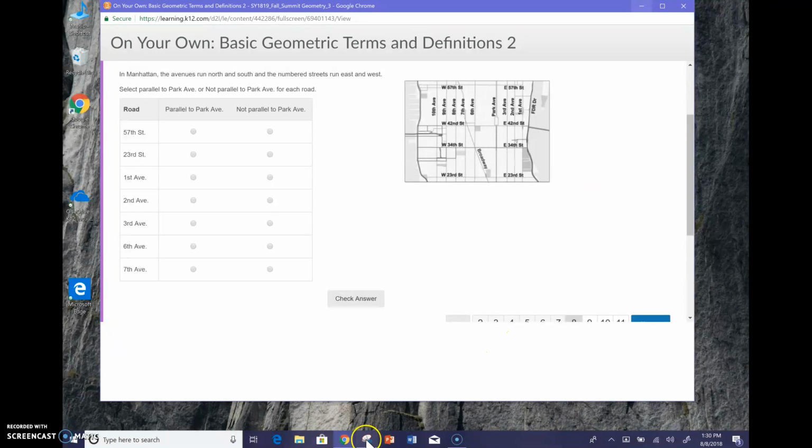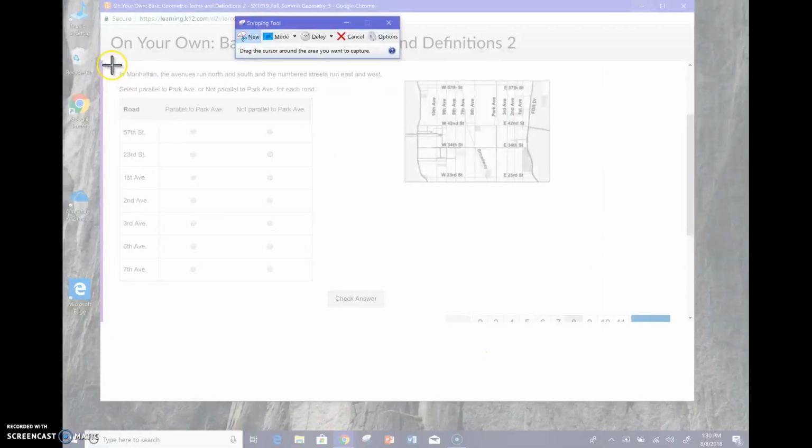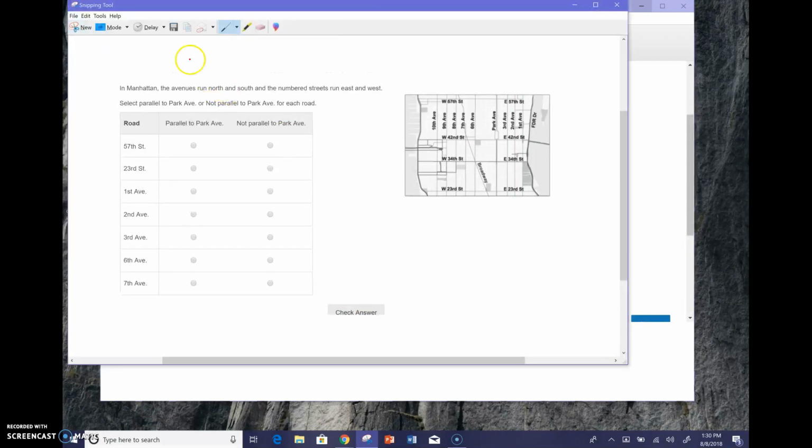All right, here's another one. We're going to use our snippet again. All right, find our highlighter. What does it say? In Manhattan, avenues run north and south. Numbered streets run east to west. We're going to find parallel to Park Avenue. So we need to find Park Avenue. Right here. Park Avenue runs vertically. So to be parallel with Park Avenue, it has to run vertically. Okay, so we're looking for the streets that run north to south. And it says the avenues run north to south.